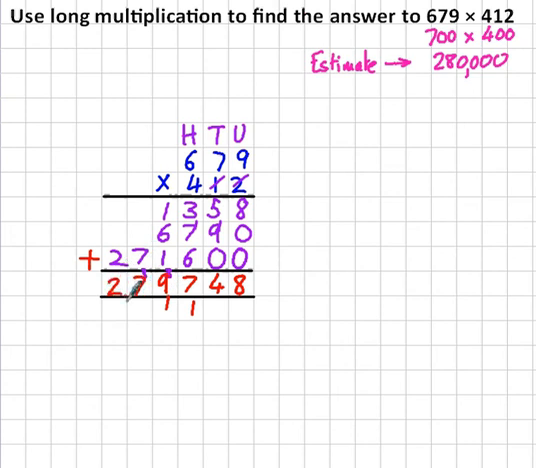So our final answer is 279,748, which actually is pretty close to our estimate of 280,000. So without a calculator, without repeating it again, without doing the inverse operation of division, I'm going to assume that my calculation for the time being is as close as it needs to be to correct for now.